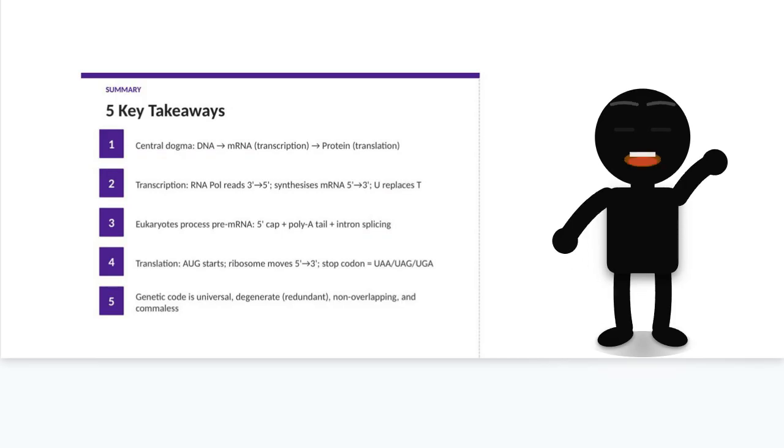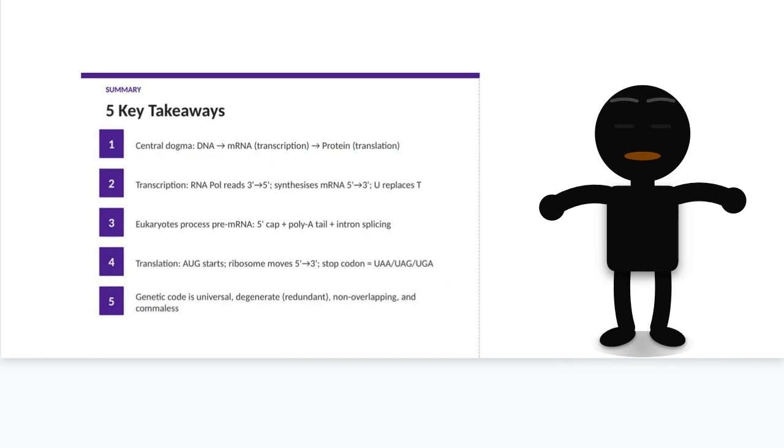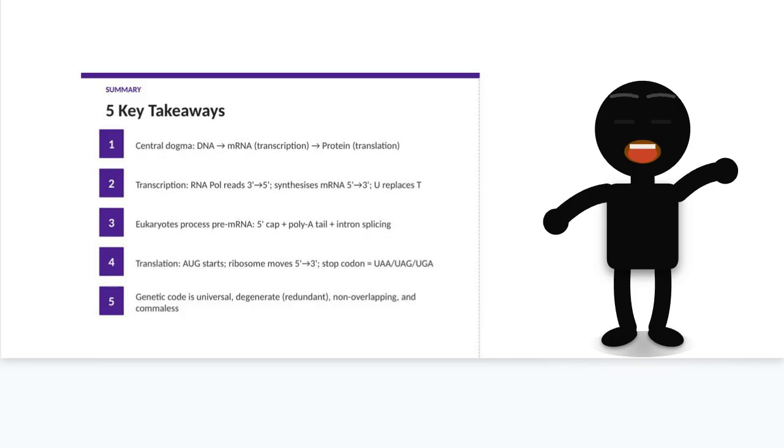5. The genetic code is universal, degenerate, non-overlapping, and commaless for essential properties. In B006, we apply all of this to genetics and inheritance, Mendel's laws and beyond.